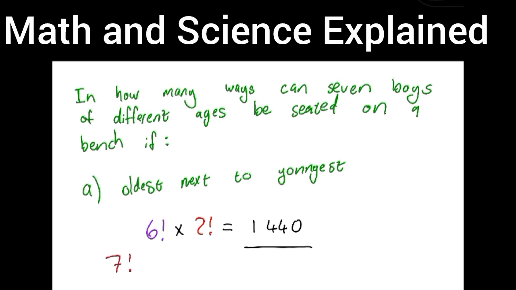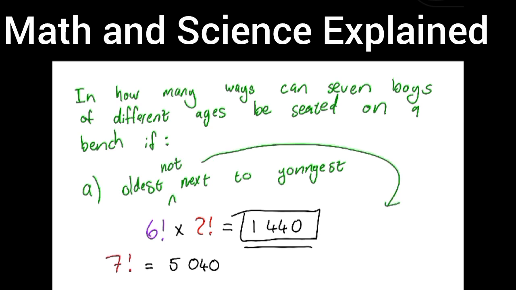And that actually comes out to be 5,040. So there are 5,040 total ways in which we can arrange these boys. In 1,440 of them, the oldest is sitting next to the youngest, which means in the remainder, the oldest must not be sitting next to the youngest. So for part 2, that comes out to 5,040 minus 1,440, and so the total number of ways in which they can sit if they must not sit next to one another is going to come out to 3,600.